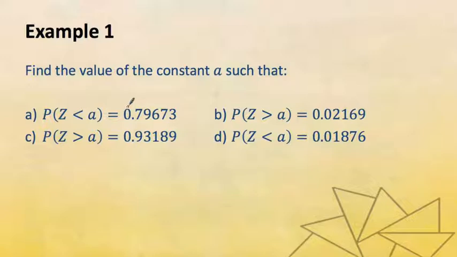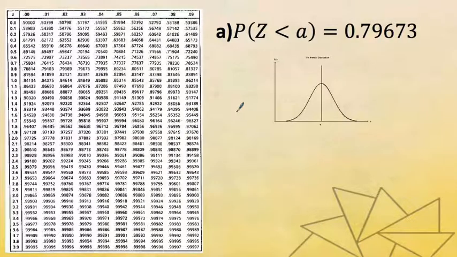So in example 1, we're asked to find the value of the constant A such that we have these 4 different scenarios, which will allow us to explore 4 different ways that we have to use the tables. So let's start with part A. Find a probability that Z is less than A such that it's equal to 0.7963.